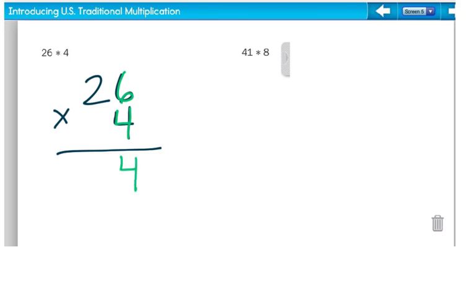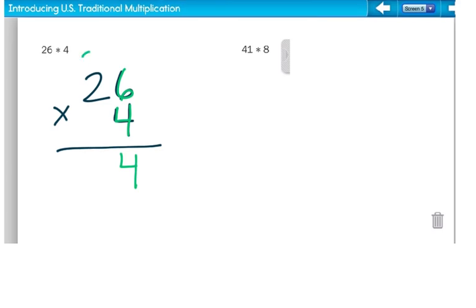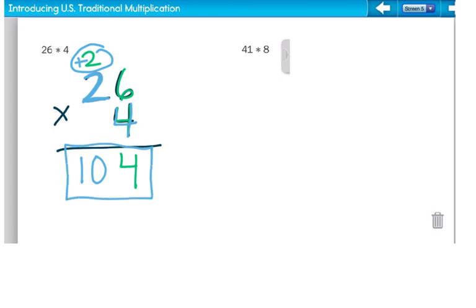We're going to take 4 times 6 is 24. We write down the 4 and we carry our 2 in 24 over to the tens place, the next set of numbers we're going to multiply. Now we'll take 4 times 2, which is 8, add in the 2 we carried to get 10. The solution to that multiplication problem is 104.